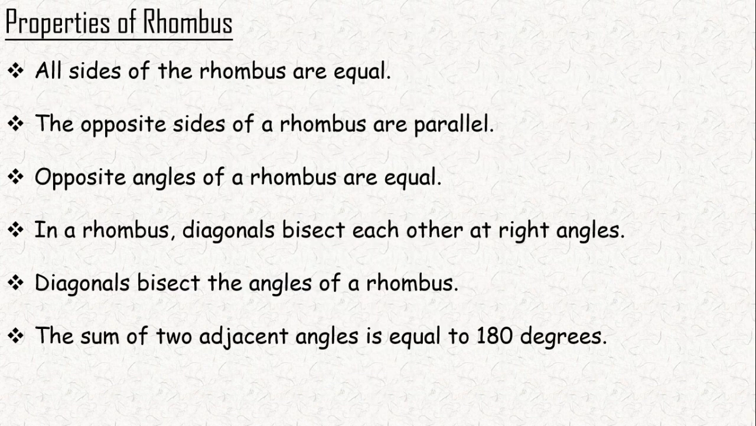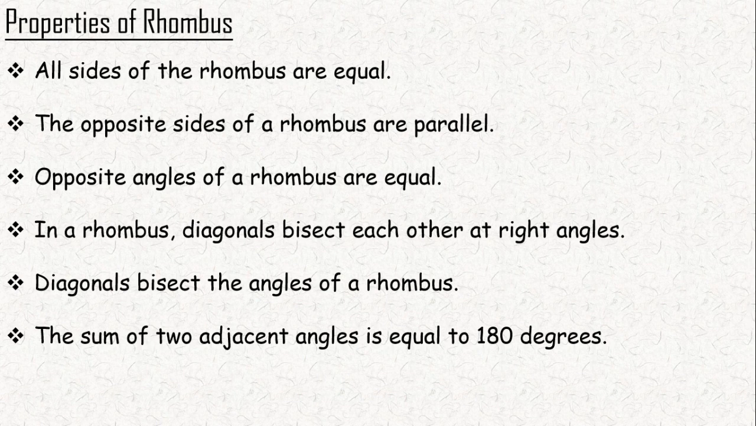Next, properties of rhombus. All sides of a rhombus are equal and the opposite sides of a rhombus are parallel. Opposite angles of a rhombus are equal, and in a rhombus, diagonals bisect each other at 90 degrees or right angles. These 4 points you have learnt already in the definition: all sides are equal, opposite sides are parallel, opposite angles are equal, and diagonals bisect each other at 90 degrees.